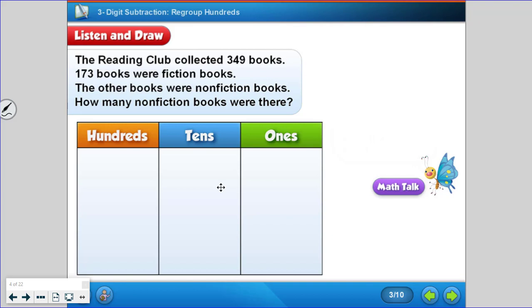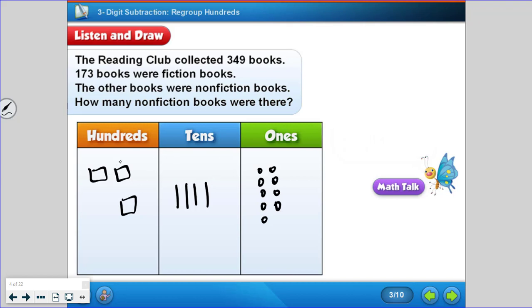Okay, so let's see. So there's 349 books. So the first thing I'm going to do is draw a quick picture for 349. So let's see, 10, 20, 30, 40. And then my ones, I need 9. So 1, 2, 3, 4, 5, 6, 7, 8, 9. So 349. And so 173 books were fiction. So I'm going to take away 173 from 349 because those are the ones that are fiction. So I'm going to cross out 100.